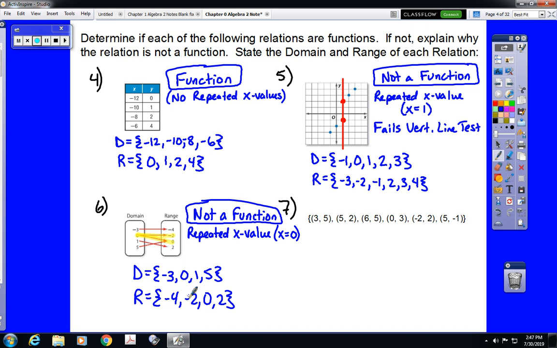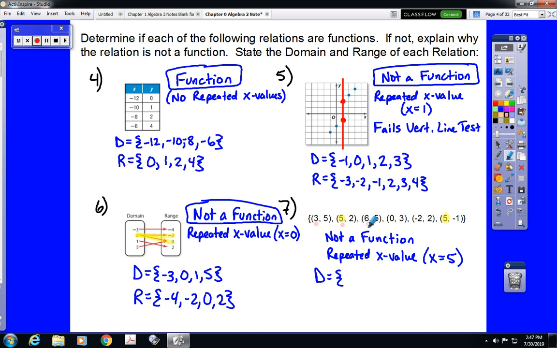On number 7, we need to look for repeated x values. Notice that one occurs twice. So this is also not a function because we have a repeated x value of x equals 5. The domain would be a list of all of the x coordinates. So we'll go ahead and highlight the rest of those. We'll use pink, I guess.